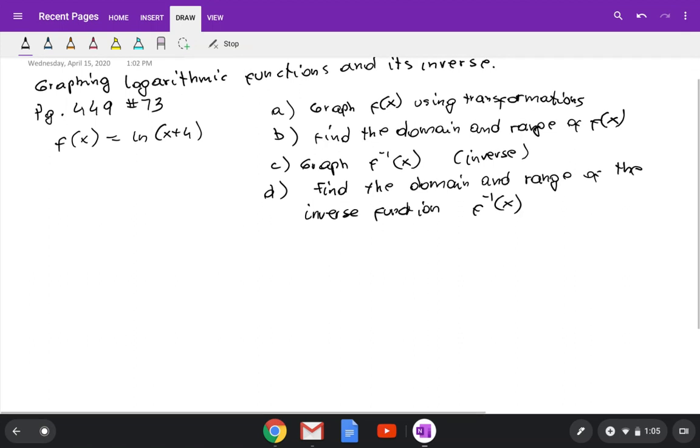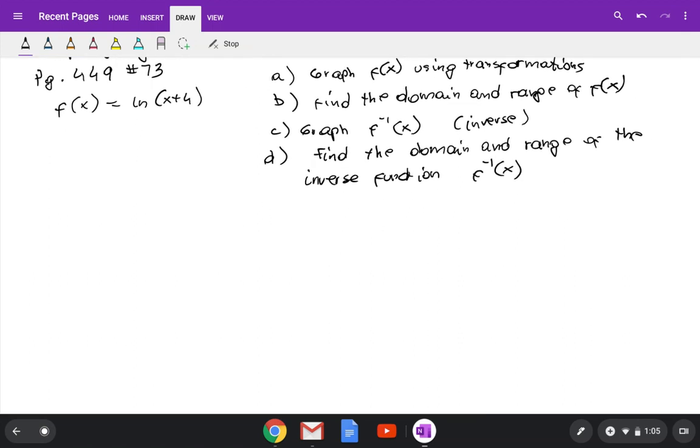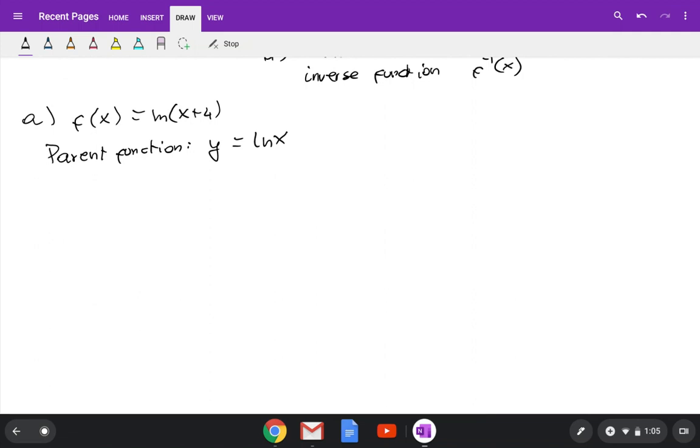Okay, so let's do one example. Let's start with A. So you have f of x equals ln of x plus 4. The original, or I will call it the parent function, is the graph y equals ln of x, which we graphed before. Don't forget that if you don't see a base and you see ln, that means the base is equal to e.